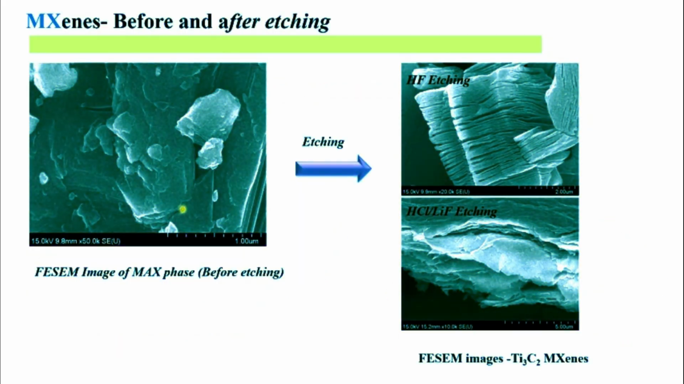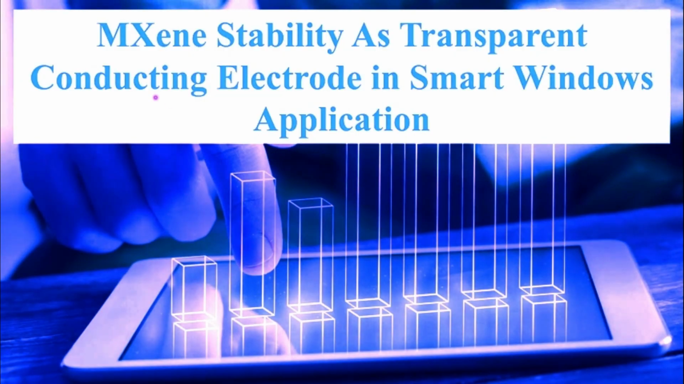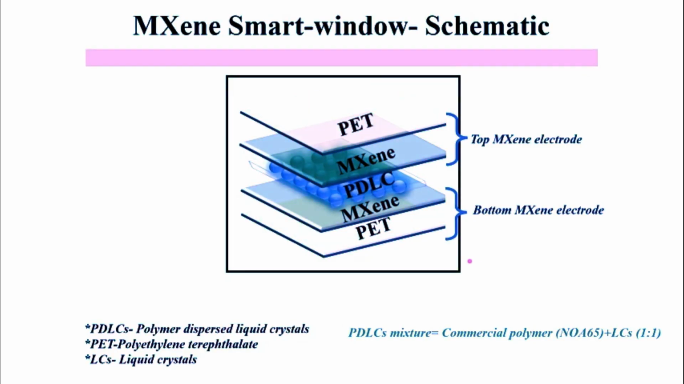You can see the FESEM images of the MAX phase before etching and after etching with acids. The etched accordion-like structures can be seen. You can see some differences when etching with HF or LiF/HCl etchant. There are many ways to prevent the oxidation of MXenes, but we can prevent MXene oxidation by using them as conductive layer electrodes for PDLC-based smart windows.